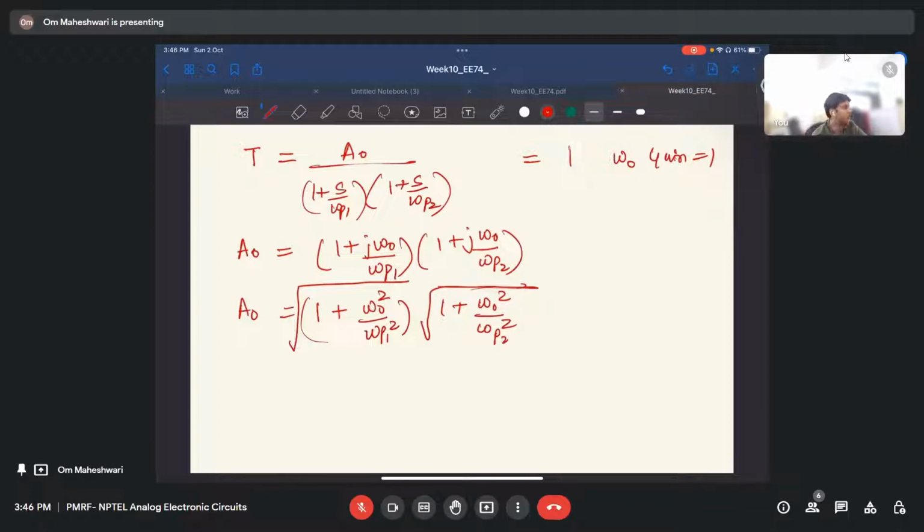So, angle h of j omega naught equals minus tan inverse omega naught by omega p1 minus tan inverse omega naught by omega p2. Let's say this is the phase margin, so it is phi minus phi.